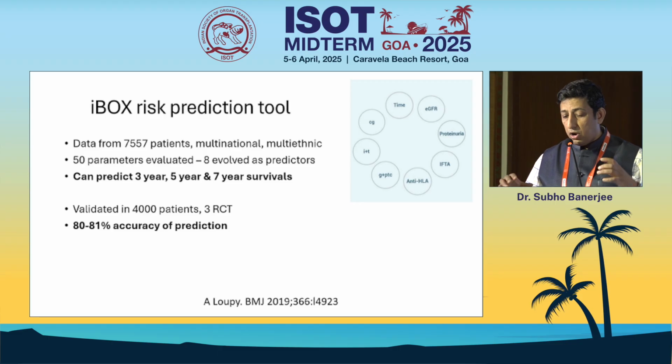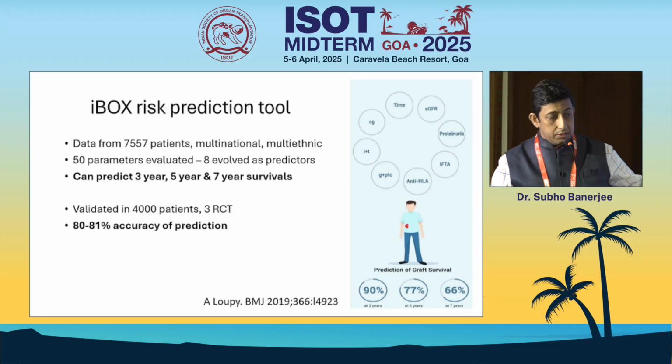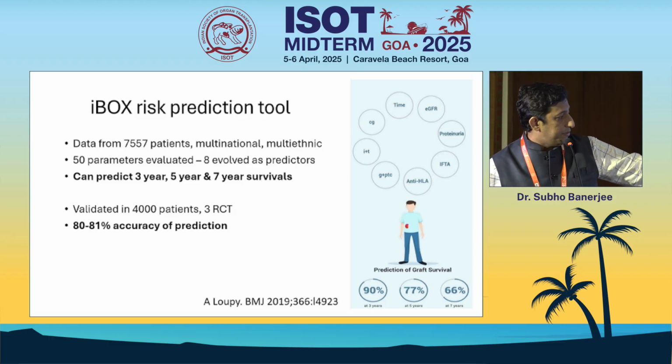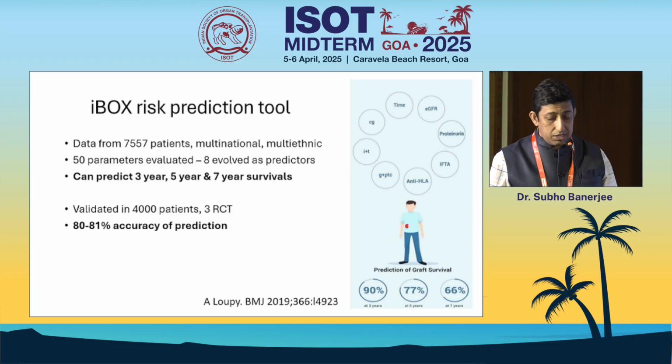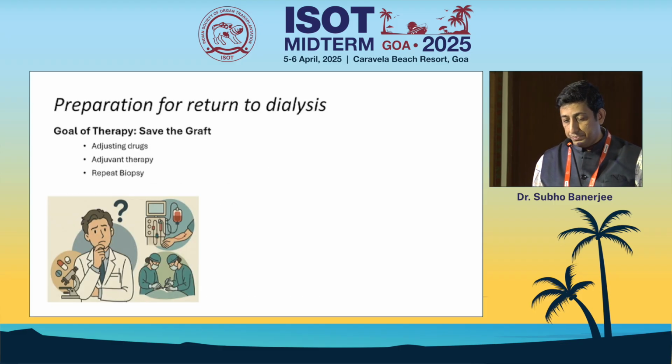So now they put all of this together and tried to predict the 3-year, 5-year, and 7-year survivals. This was again validated externally in another 4,000 patients, and it had 80 to 81% accuracy based on the validation cohort. So the result will give us a 3-year survival of say 90%, 77.5% at 5 years, and 66% at 7 years. This has been validated in grafts with normal graft function, poor graft function, and actually a failing graft.